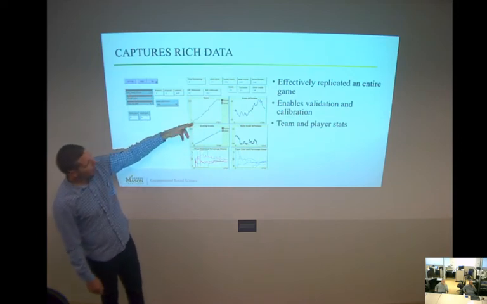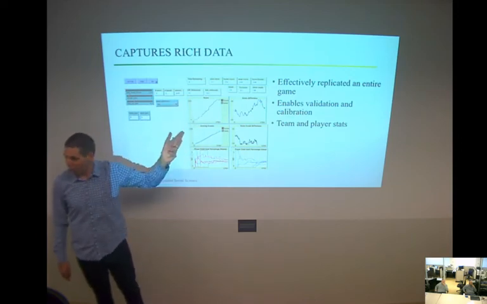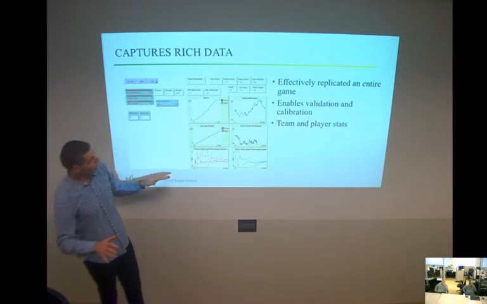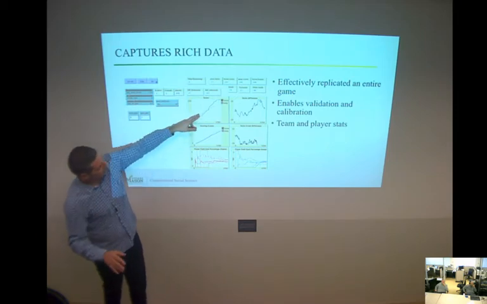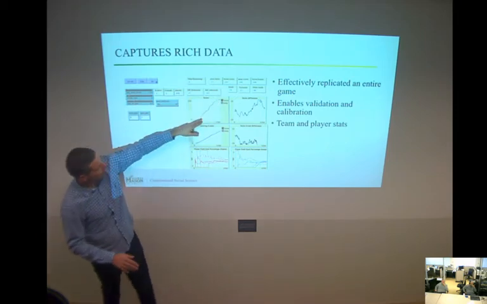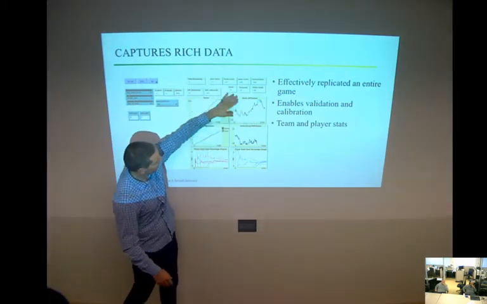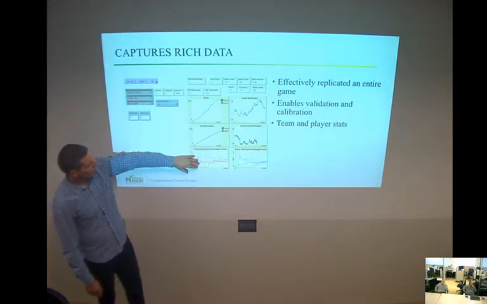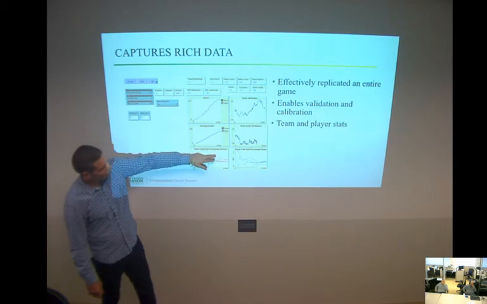Now the point is that this is just a random walk, right? It's a deterministic model, and it's just a random walk in terms of scoring. So you can see the lead difference, it just goes everywhere. Scoring events, and then each player's field goal percentage as well.